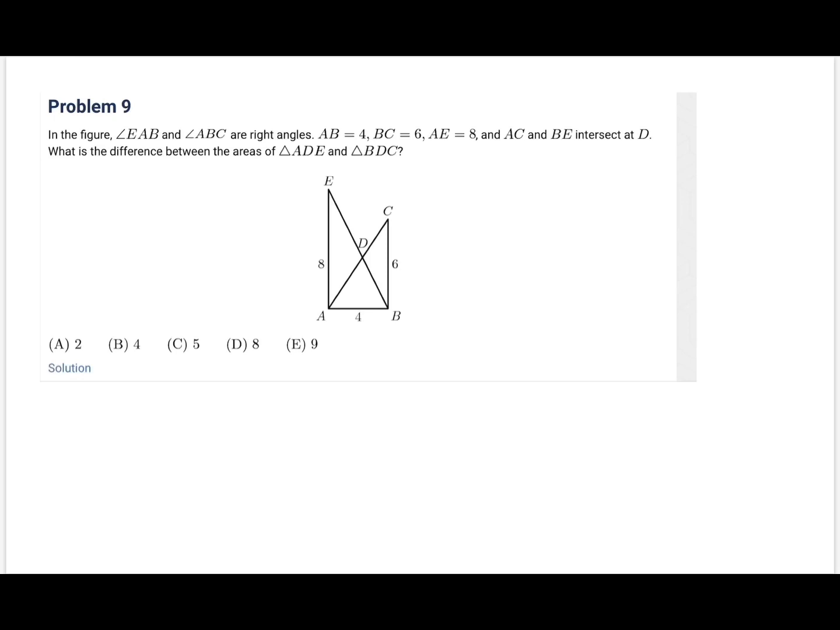Okay, so if you see here, ADE is this triangle, right? And BDC is this triangle. So this minus this is the same thing as ABE minus ACB, right? Because it's just adding ADB to both sides. So ADE minus BDC would be the same as ABE minus ABC. So it would be 16 minus 12. The answer is 4, so it's B.